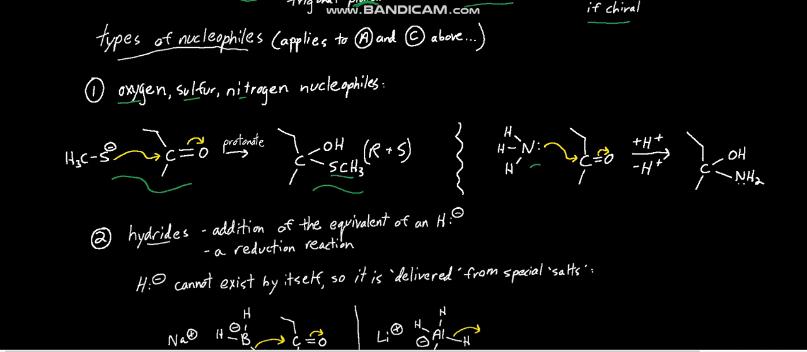Nitrogen can do very similar, attacking a carbonyl, pushing out electrons up on oxygen. If we add a proton to oxygen, and you can visualize the loss of a proton from the NH3 group, we end up with an OH and an NH2. So: oxygen, sulfur, nitrogen nucleophiles.